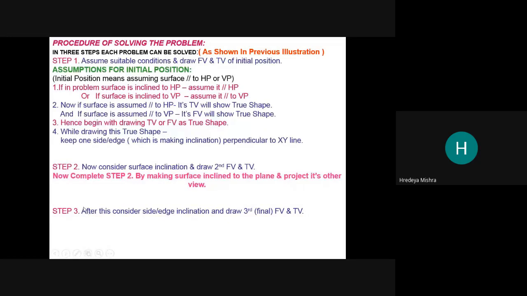Now if the second step is complete, we proceed to the third step, which is the consideration of the side edge inclination, and draw the final front view and top view. So these are the main three steps we have to keep in mind while solving the problem.